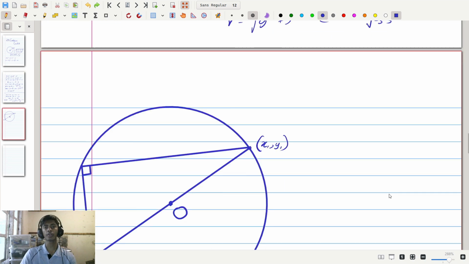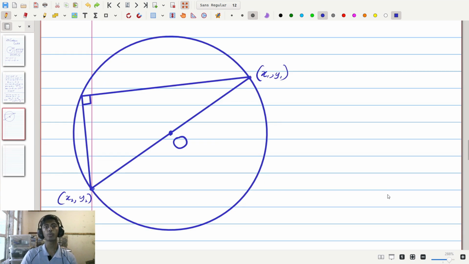Let's now move on to deriving some common relationships with circles. The first relationship we're going to derive is the equation of a circle which has endpoints x1, y1 and x2, y2 to its diameter, as in the points x1, y1 and x2, y2 are the endpoints of the diameter of some circle. Given that information, we're going to try to find the equation of the original circle, as in this circle here.